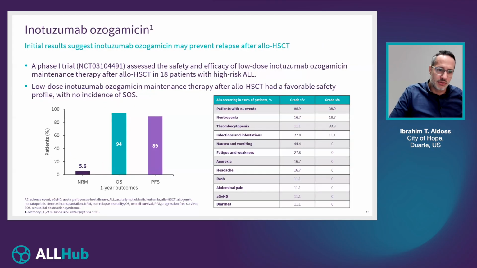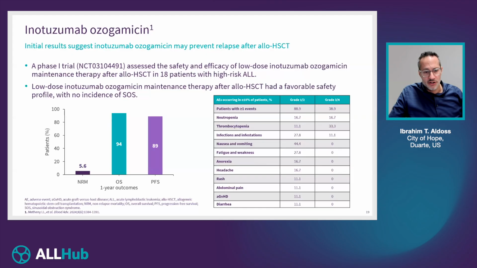Another approach is inotuzumab, and there was this phase 1 study that I think was led by maybe Case Western, Cleveland Clinic. There was also University of Washington, where they tested low-dose inotuzumab given once a month in the first year post-transplant. And there was a dose escalation. I believe they started with 0.3 and they reached 0.6, if I'm not mistaken. But they selected high-risk patients, although many of them were in CR1 when they went through transplant. And the treatment was safe.